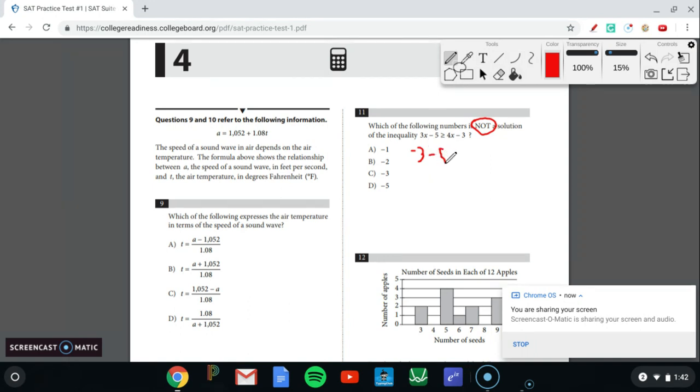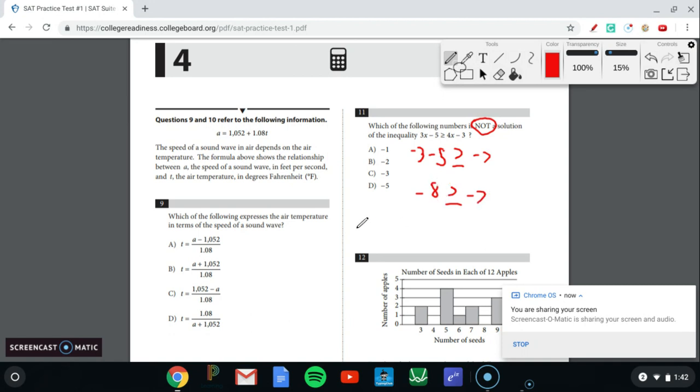Or, you know what, I'll just write -3 minus 5 for now. And I want to see, is that greater than or equal to 4 times -1, which is -4, minus 3, which is going to be -7. So in other words, when I plugged in -1 as x, I got -8 is greater than or equal to -7. Now, you might say, yeah, 8 is greater than 7, so this works.